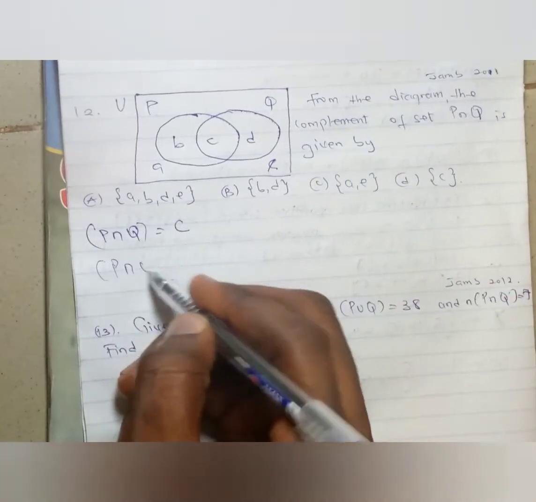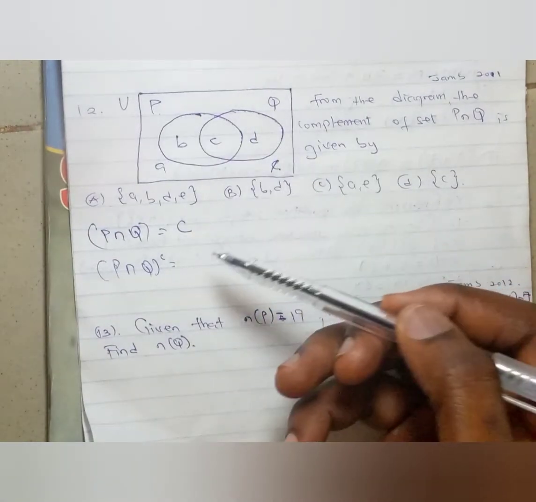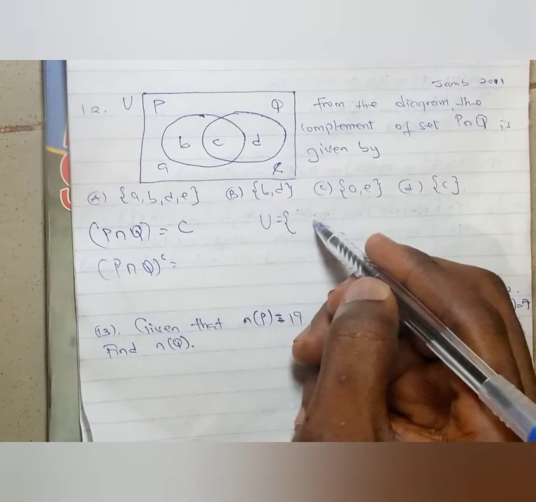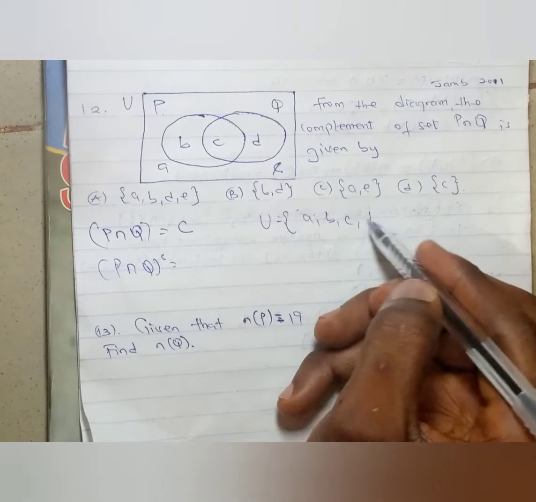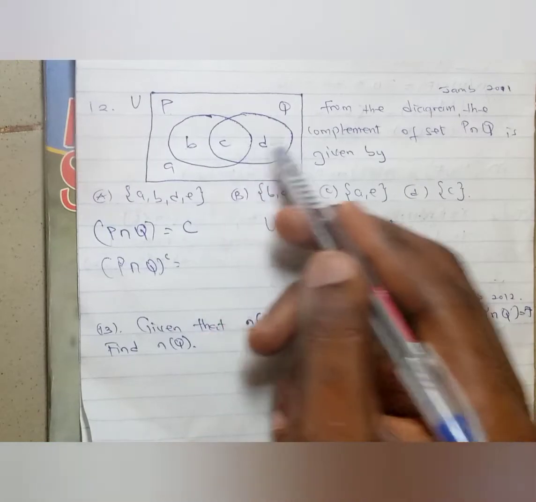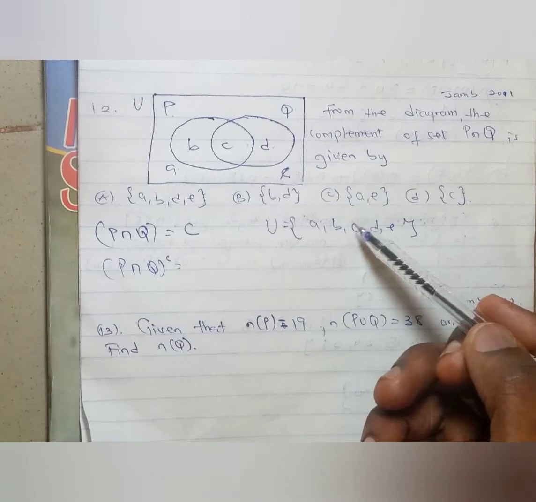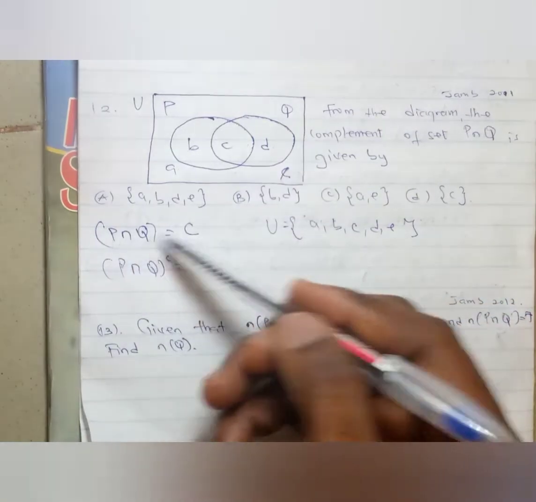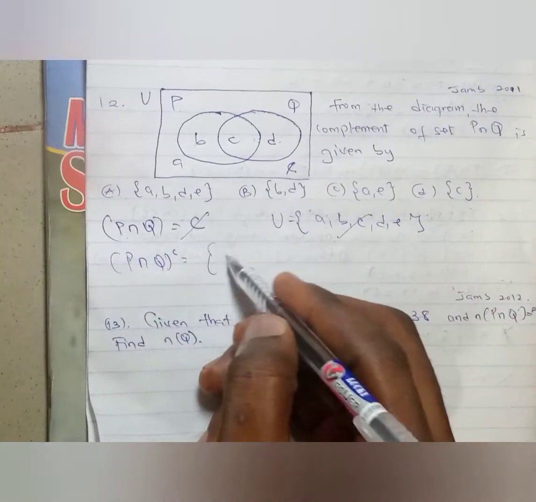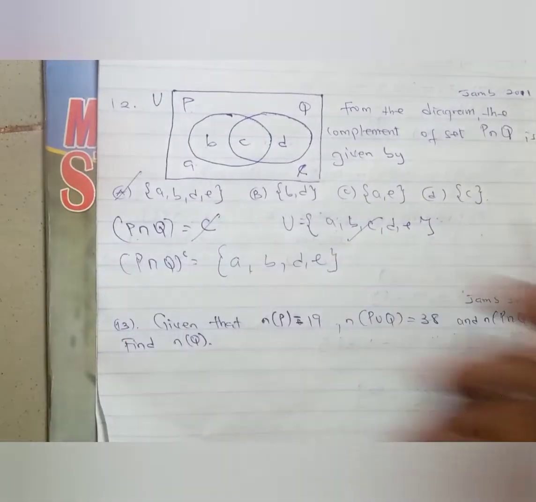The complement of P intersection Q means all elements in the universal set which are not found in P intersection Q. Now the elements of the universal set are A, B, C, D, E. So all members of the universal set which are not found in P intersection Q. It means that C cancels C out. So this gives us A, B, D, and E. So this is correct. Option A is right.